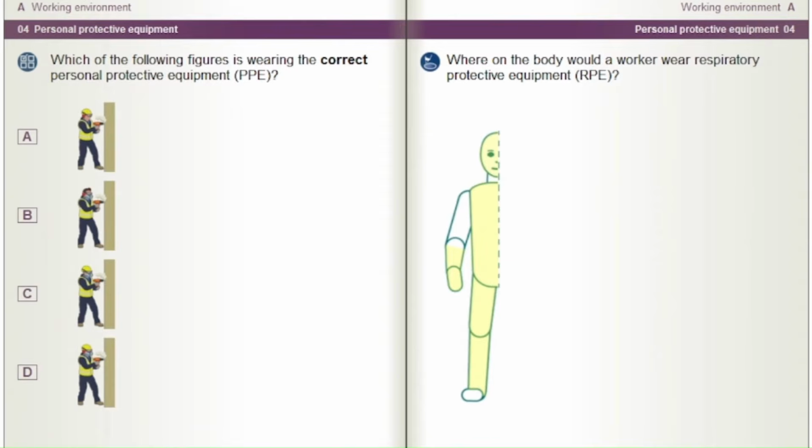Which of the following figures is wearing the correct personal protective equipment, PPE? Where on the body would a worker wear respiratory protective equipment, RPE? Arm, leg, face, body.